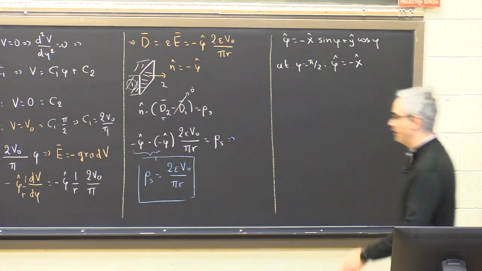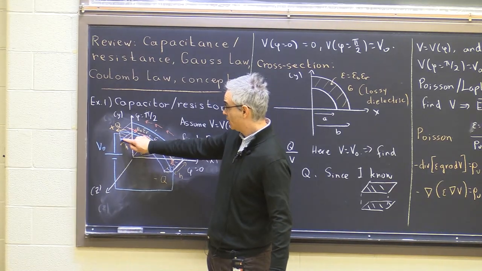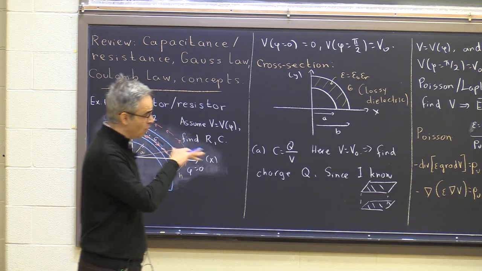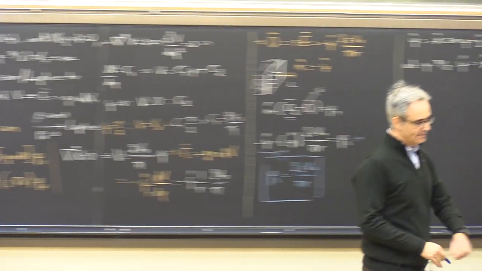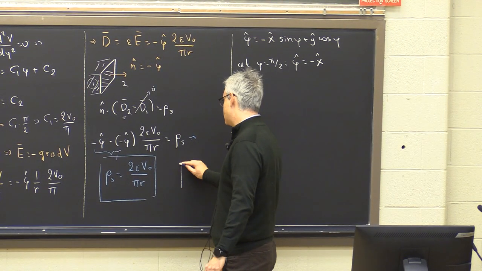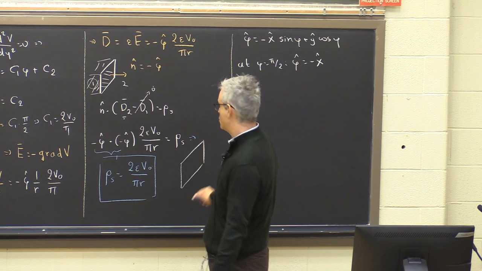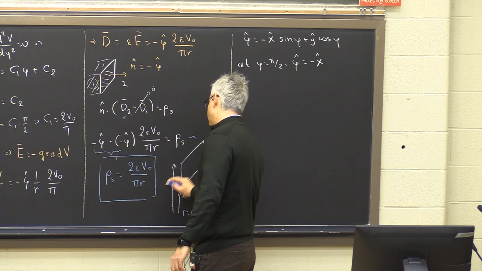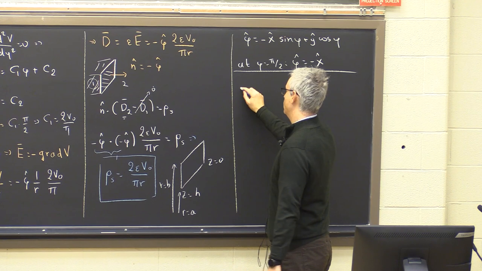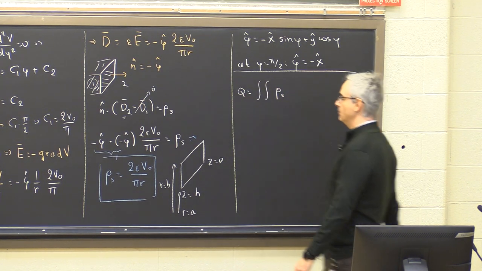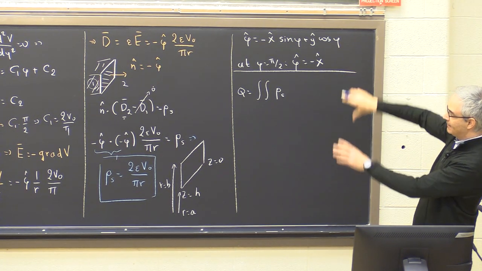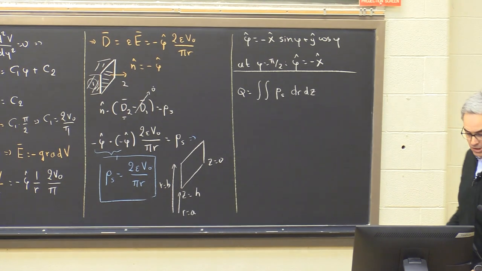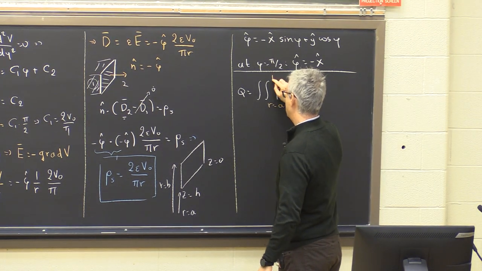It starts from 2 epsilon v naught by pi a on the inner side of the electrode, and becomes 2 epsilon v naught by pi b at the outer side of the electrode. So it just changes as you go away. And now I can integrate this to find Q. So this surface charge density exists in this electrode that varies from z equals 0 to z equals h, and from r equals a to r equals b. So to find Q, I integrate rho s over the electrode. The electrode extends along z and r, so the dS here will be dr dz. So I just need to integrate r from a to b, and z from 0 to h.